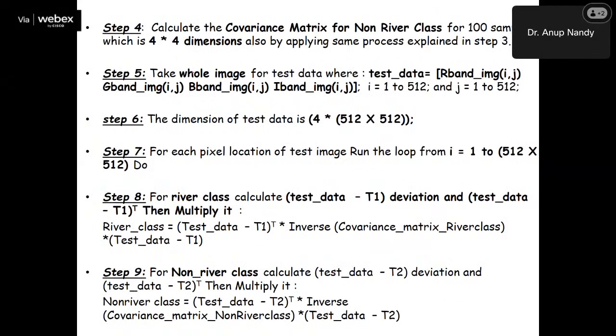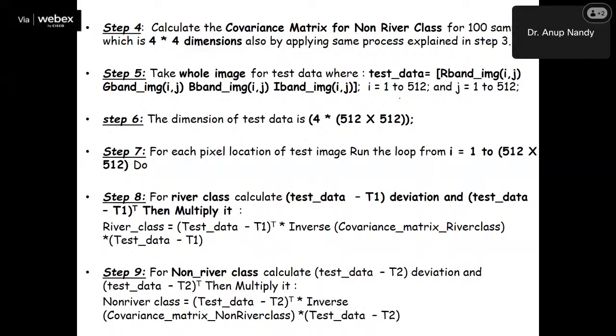So now take this whole image for the test data. Now, what is your test data size? R-band image, G-band image, I-band image, and B-band image, and you have to make a loop from i is equal to 1 to 512 and j is equal to 1 to 512, obviously because the test image size is also the same.